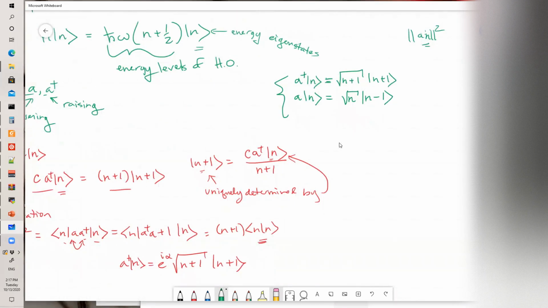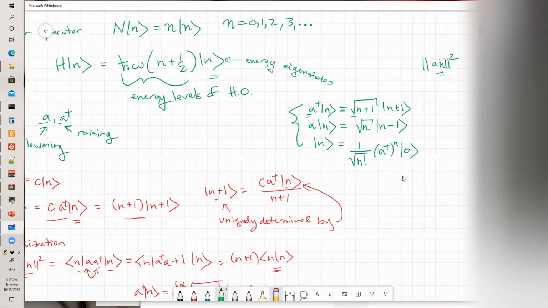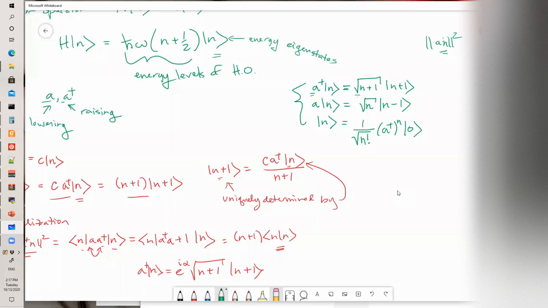And the other thing is any n can be constructed by applying the raising operator enough times. Each time you operate with the raising operator, it introduces a square root, so you have to cancel out that square root. You divide by 1 over square root of n factorial, and it cancels out all these factors. Otherwise, it's A dagger acting n times on the zero state. And the zero state is the ground state, which, as we can see here, has energy h bar omega over 2. So those are the properties.